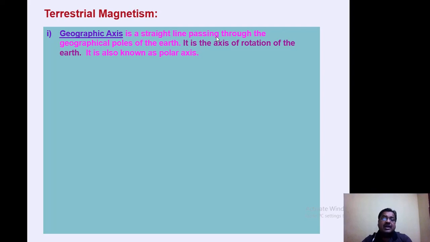But different theories are there which can explain why earth has magnetism, or what is the reason of terrestrial magnetism. One such explanation is due to Dr. William Gilbert, according to which the magnetism of earth is due to a spherical shell of magnetite present in the earth's crust. Earth is behaving like a magnet due to magnetite present on the earth's crust. This is one view.